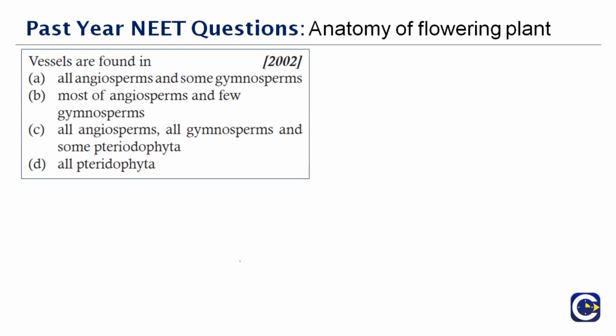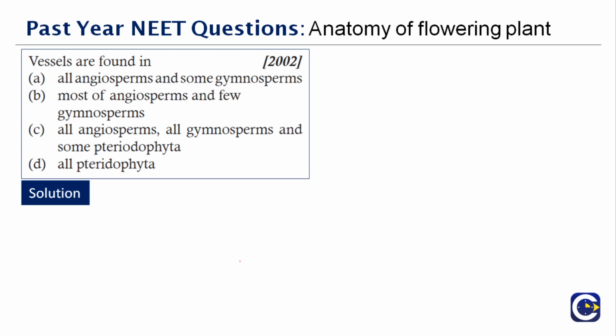Next question here. Vessels are found in dash. This question was asked in the year 2002. Now, they have simply mentioned vessels. So, you have 4 options there: angiosperms, or gymnosperms, or both angiosperms and gymnosperms, or only pteridophytes. Generally, gymnosperms do not have any vessels. But a few gymnosperms have vessels. Most of the angiosperms have vessels except a few. So you can take the answer as most of the angiosperms and few of the gymnosperms.